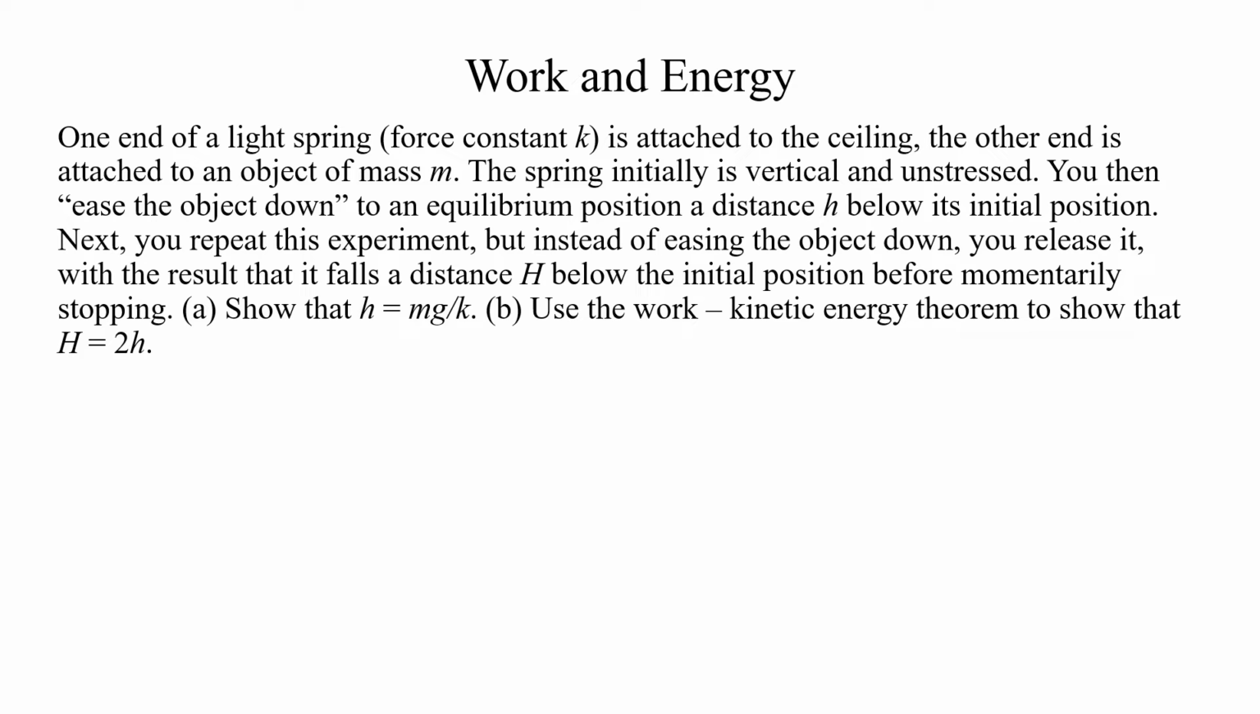All right, let's look at one more vertical spring problem, and then we'll move on to work done by a general variable force. One end of a light spring with a force constant little k is attached to the ceiling, and the other end is attached to an object of mass m. The spring initially is vertical and unstressed. You then ease the object down to a new equilibrium position at a distance little h below its initial position. So you're just going to slowly lower the weight down until it's in equilibrium.